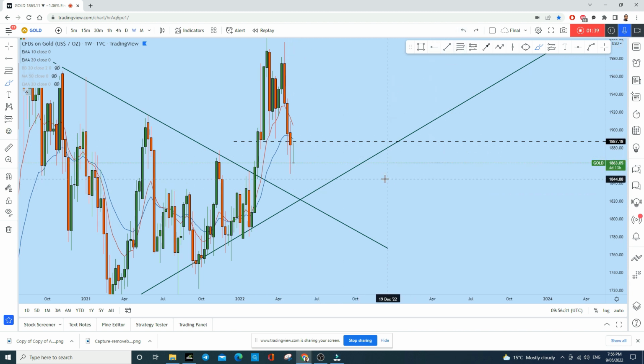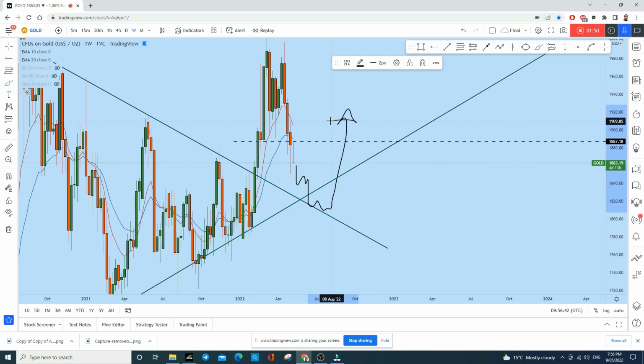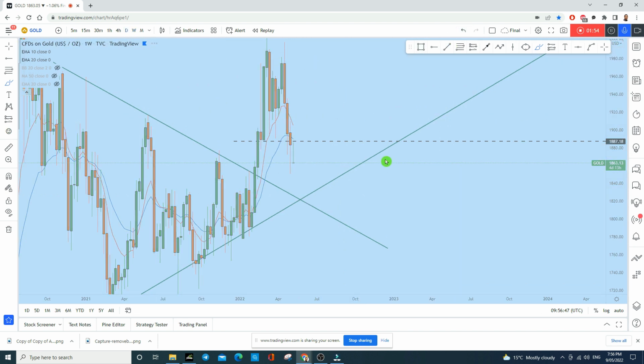Now what I think is that gold will come back to this level of support here, will test this trend line as a support, both of them, and will create a bullish pattern on the lower time frame, and then will start to move up. So now let's see on the daily time frame how it is doing.